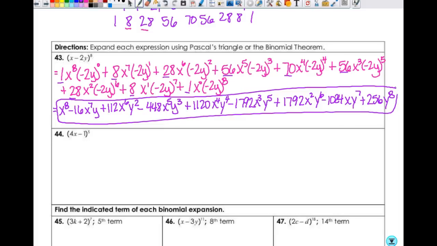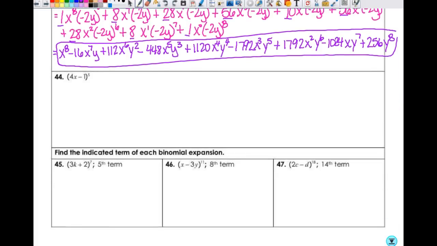Okay. All right, so we're going to do the next one with the binomial theorem, which just means we don't have to write out Pascal's triangle and know it in its entirety here. So this is 5, right? So that means I'm going to start with 5. So our row number is 5. Row equals 5.